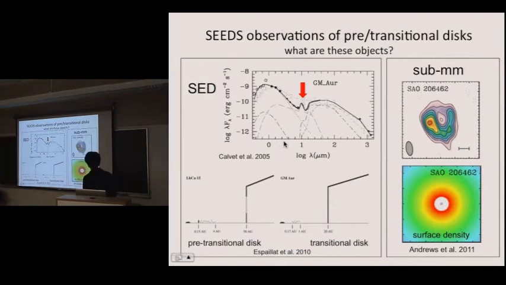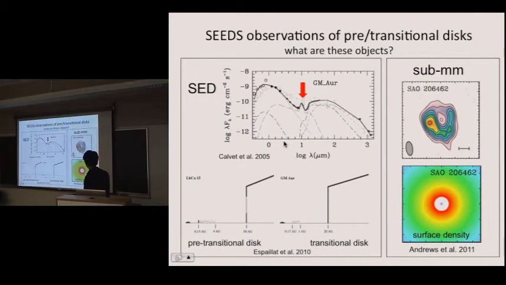So this is an image from Chinese paper. This is an SMA image at 880 micron. As you can see, this is very clear. There is a ring here, and there is a hole or a cavity inside the ring. Submillimeter wavelength disk emission is typically optically thin, so the emission here is directly associated with your surface density. If you translate this into your surface density, you get something like that.